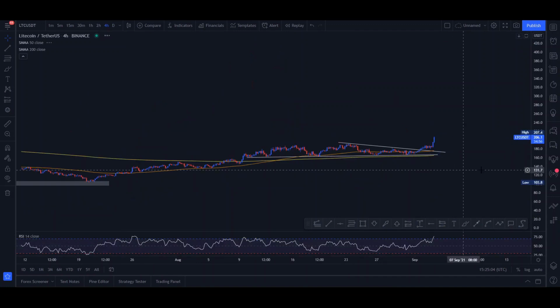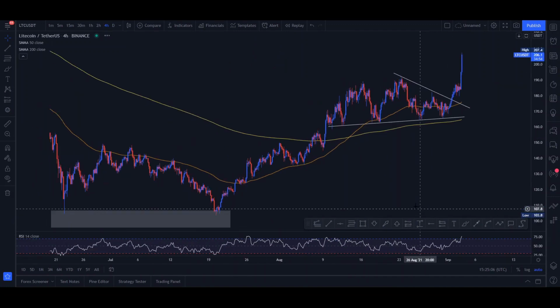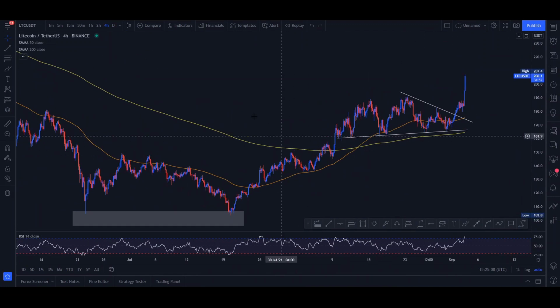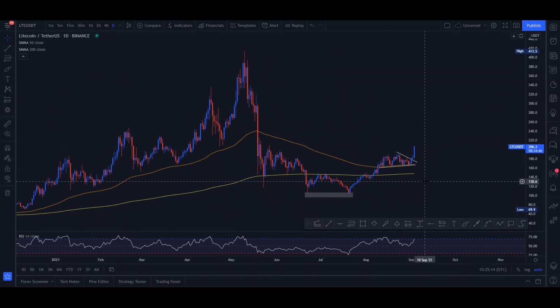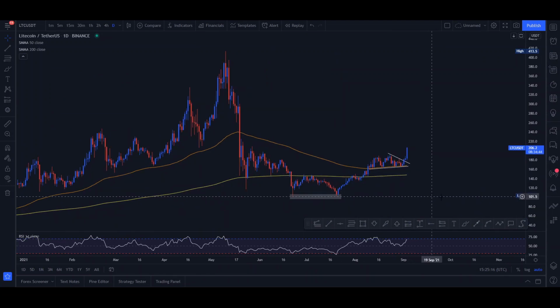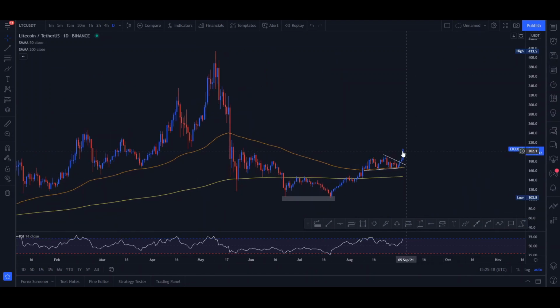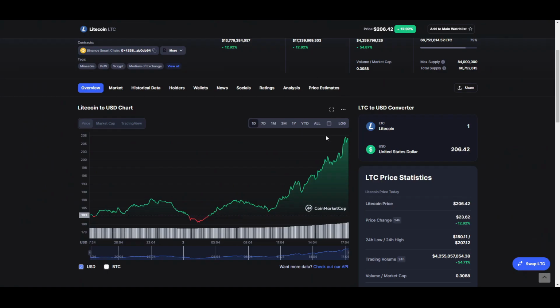Now today we're going to be talking about Litecoin on the daily time frame and the 4-hour time frame. We're going to do our usual multi-time frame, top-down analysis, and we're going to predict where this price is going to go in the near future. Now we have seen a very nice bullish candle today, break out of a strong bullish correction. We'll talk a bit more about that in a second.